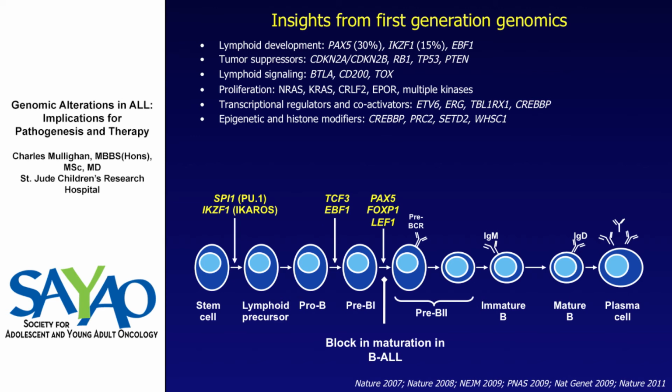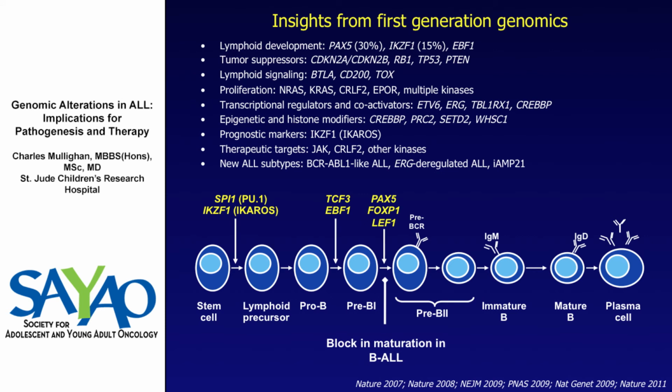And an emerging theme is that genetic changes perturbing epigenetic regulation and histone modification are also important, including at relapse, and I'll come back to that later in the talk. Several of these have already transitioned to the clinic. Several groups use EPOR profiling to risk stratify patients at diagnosis, and some are logical candidates for therapeutic intervention, such as JAK inhibitors and other kinase inhibitors.